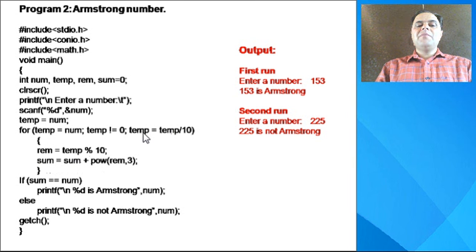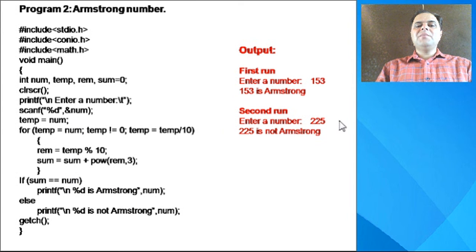So when we update this, 1 divided by 10, it becomes 0. So this condition fails, it will go out of the loop. So if sum equal to num: value of sum we have is 153 and value of num is 153. So if sum equal to num, yes, this is true. So number is Armstrong.